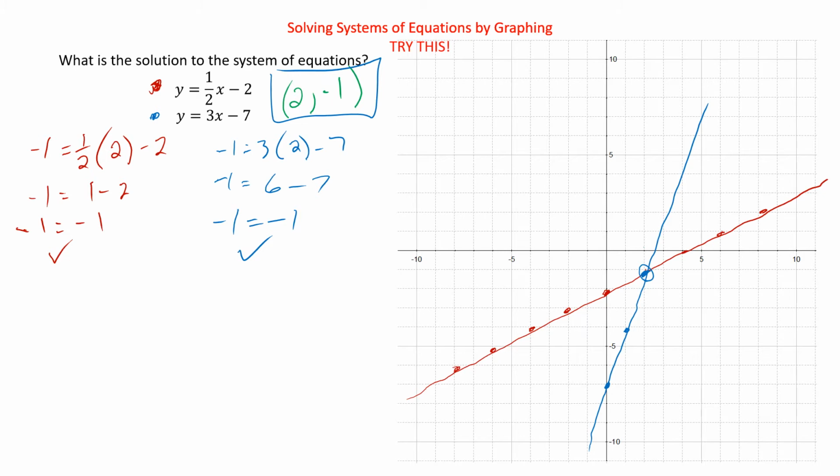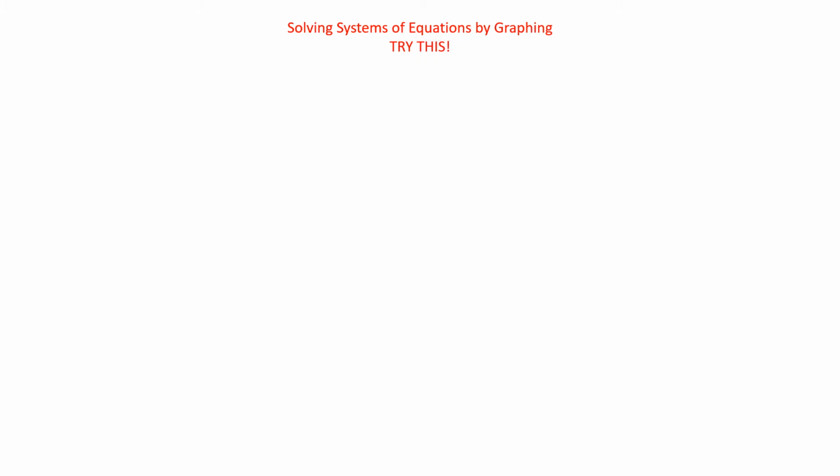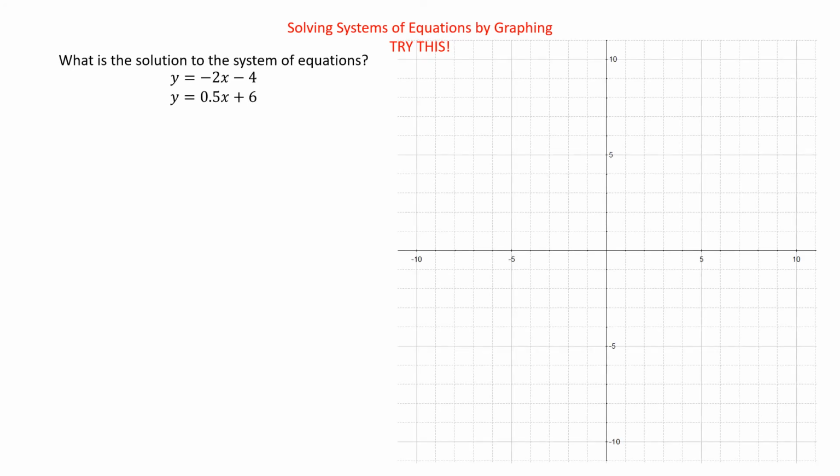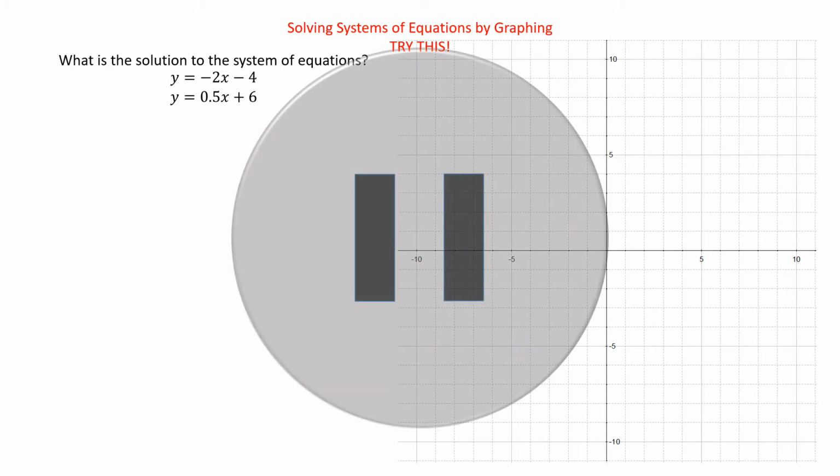Did you do it well? Did you get it? Did you make a mistake, maybe in graphing? Well, if you did, this is your lucky chance because you get to have another practice one. All right, so we have y equals negative 2x minus 4 and y equals 0.5x plus 6. So go ahead, pause the video and try this one. And when you're ready, push play and we'll take a look at it.